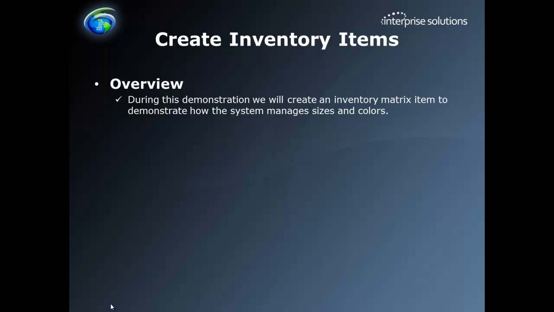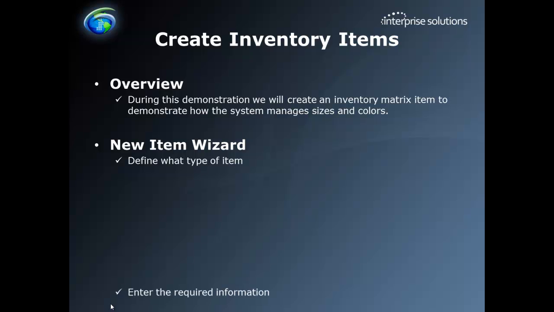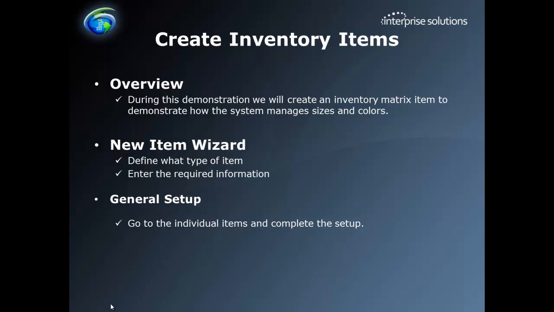During this demonstration, we will create an inventory matrix item so we can demonstrate how the system manages sizes and colors. We'll use the new item wizard to create the item. We'll enter the required information, then we'll go to the individual items after they're created and go through the setup.